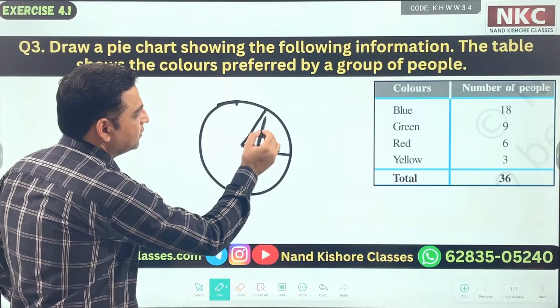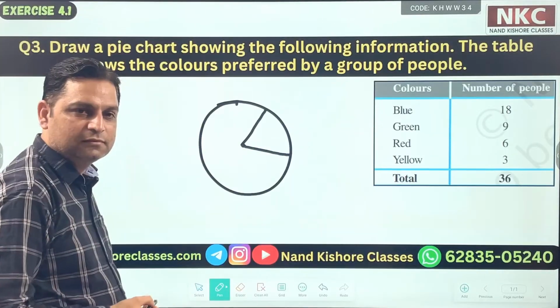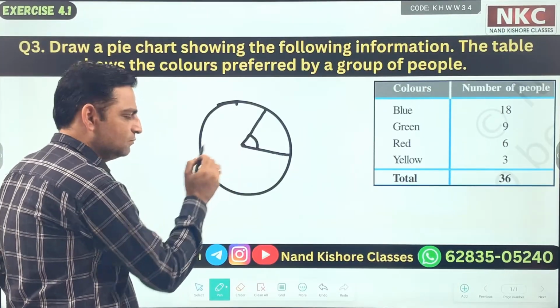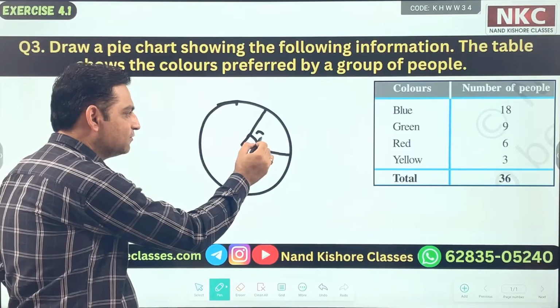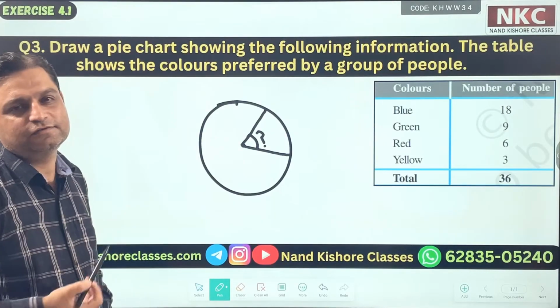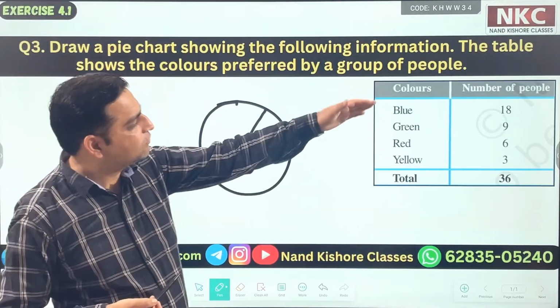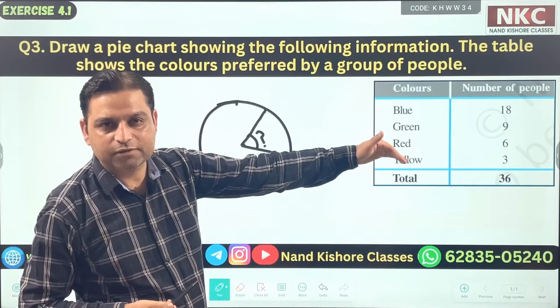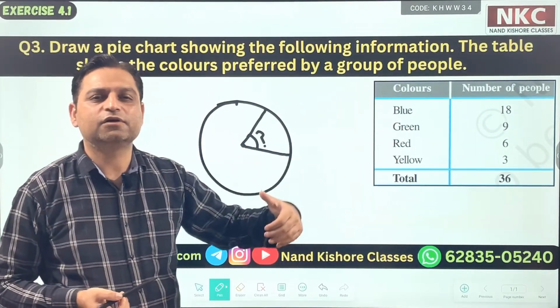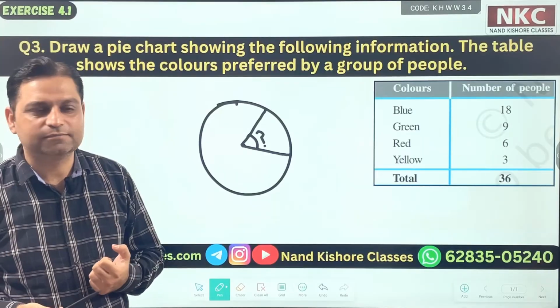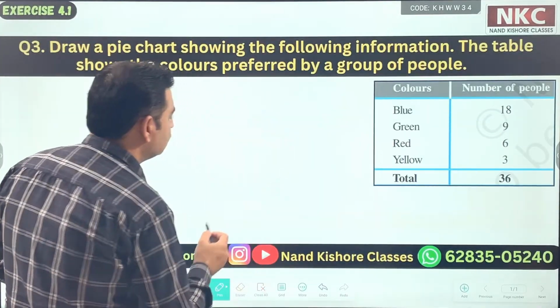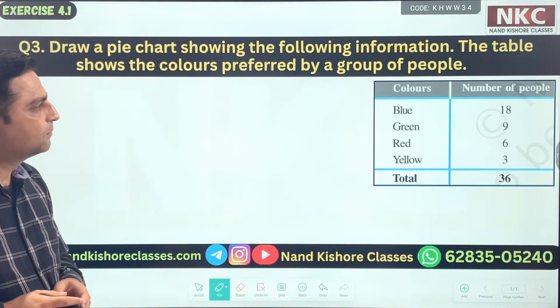Like this is the space given to, let's suppose, blue color. Then what is this angle? The angle at the center, this one is known as the central angle. Firstly, we should know the central angle for all of them. Then it becomes easy for us to plot the pie chart. Let's have a look at how to find the central angle first of all.